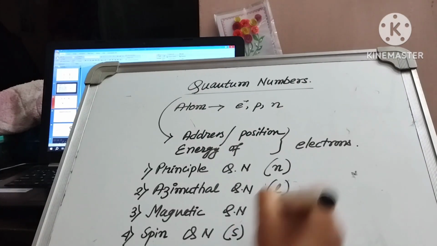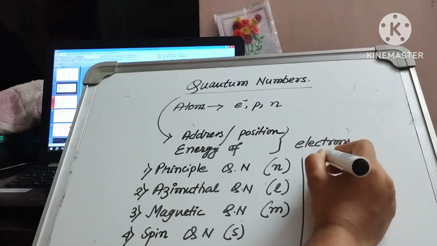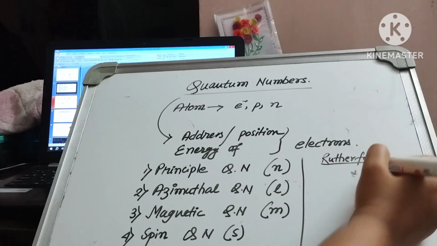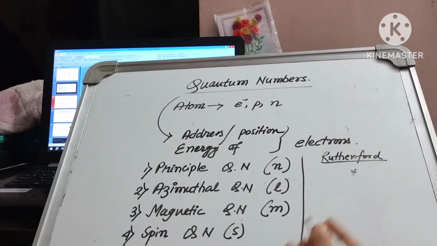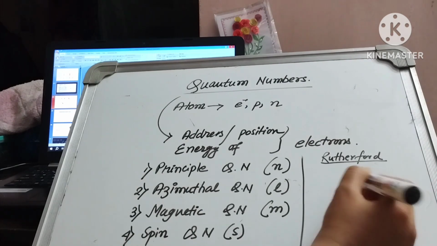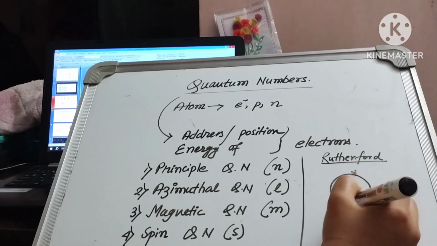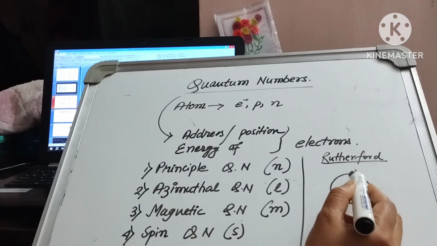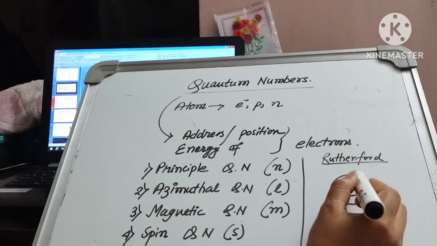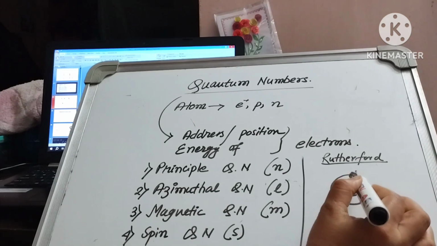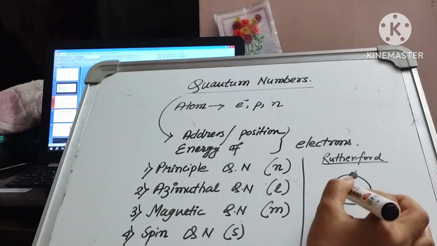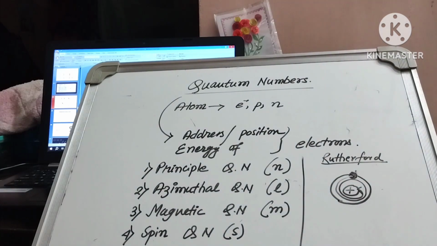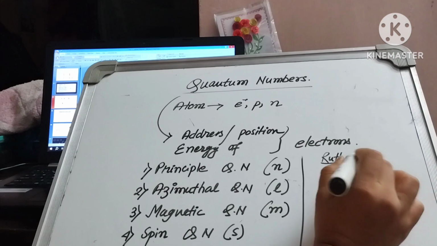Now we know that the main problem of the Rutherford atomic model was that it can't describe the stability of the atom, right? Because it only considered the nucleus and the radius of the orbit where the electron stays. When a charged particle moves, according to Maxwell theory, it loses energy, and eventually it will hit the nucleus, right? So the stability of the atom can't be described by the Rutherford atomic model.